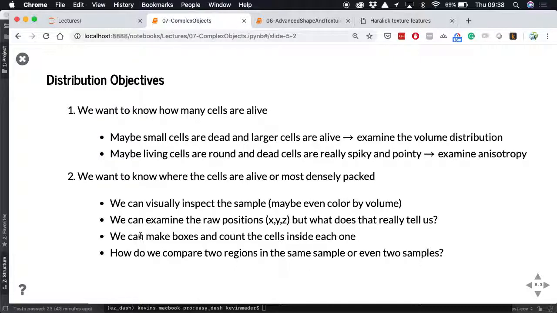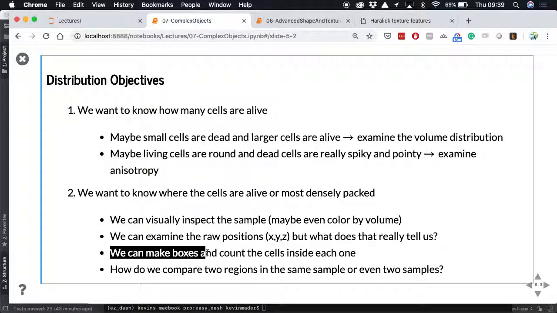We can make boxes and count the cells inside each box. But if we make a bigger box, we're going to find more cells. If we make a smaller box, then we're going to find fewer cells. How do we normalize that well? And then how do we compare two regions in the same sample, or even between two samples, and do this reliably? That's where a lot of the distribution material in the second part of the lecture will come in.